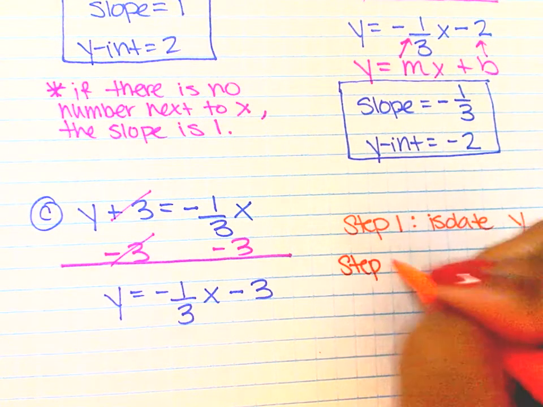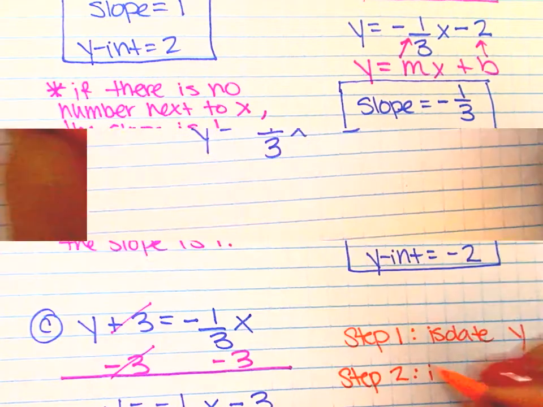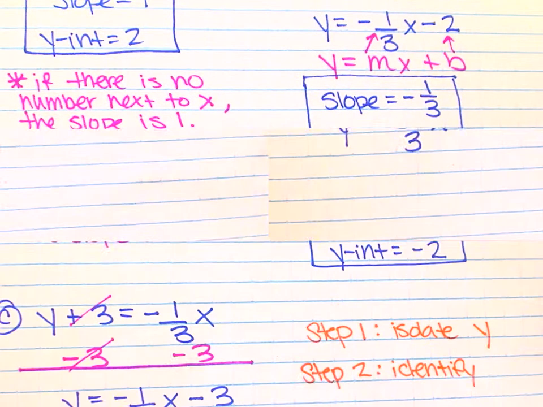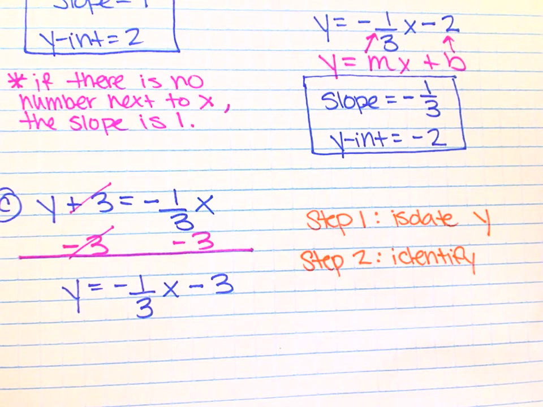Step number 2. Identify. Miss Graham, can I ask a question? Sure. Why can't we take away 3 from 1/3 x? Ooh. Why can't we take away 3 from 1/3 x? Are they like terms? So can you subtract? Why? Because they are not like terms. Do we all understand? That's a great question, Mrs. Bernstein. They didn't even know.